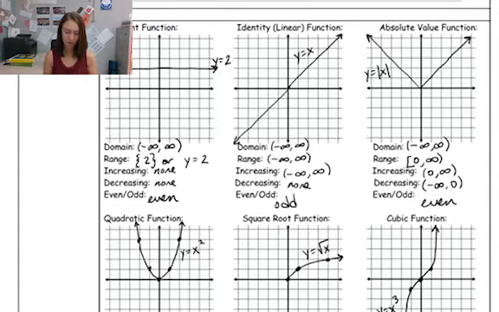Just a quick reminder, when you do increasing and decreasing intervals, you always use x values. So those are x value intervals. It's never decreasing, and it is an odd function, which means it's symmetric to the origin.